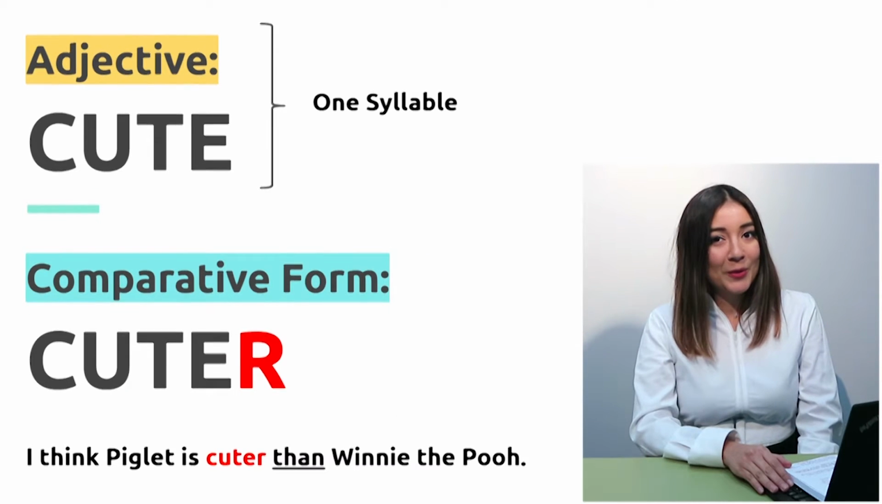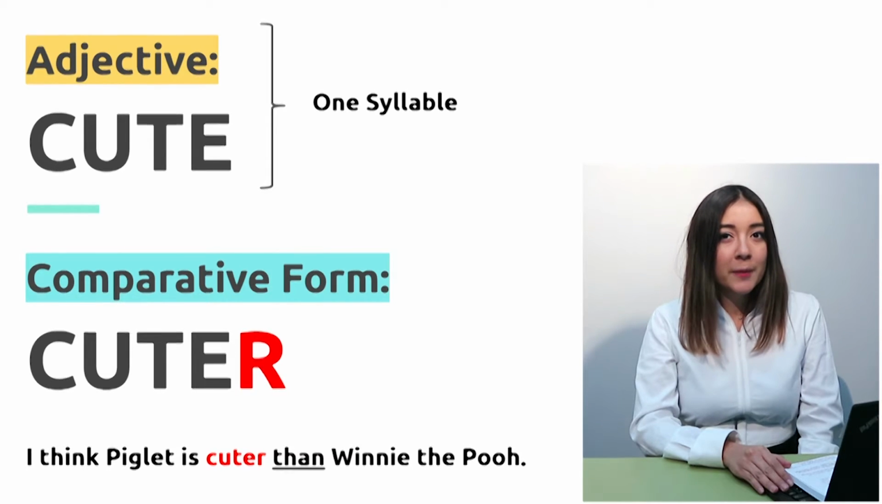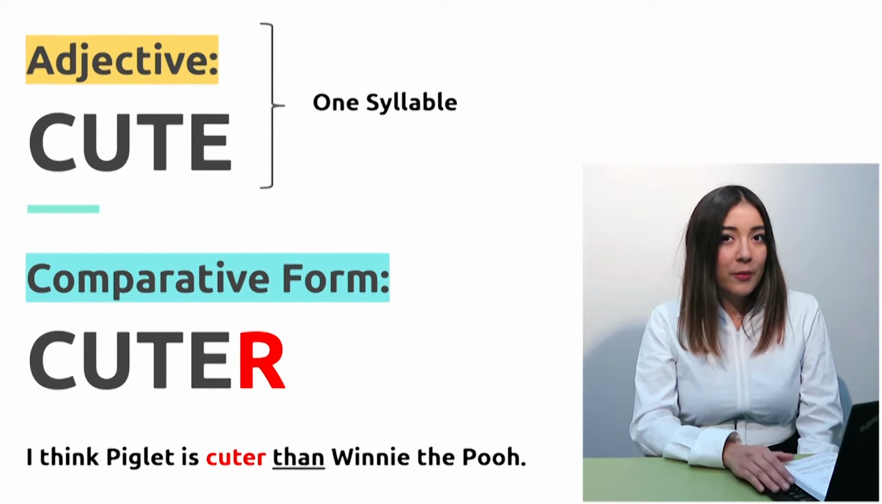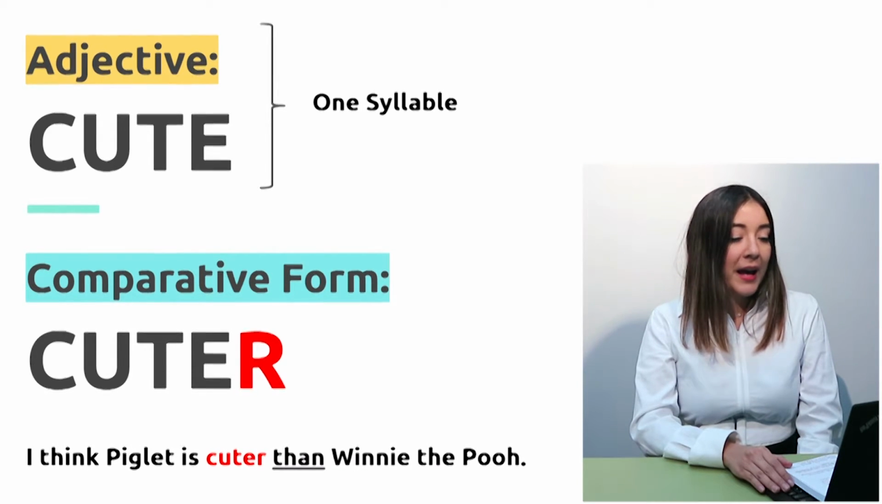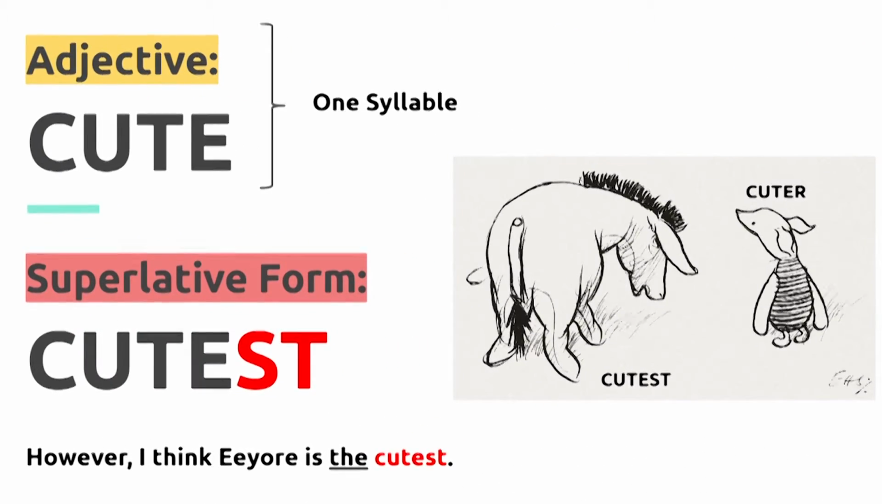Another example would be cute. Cute is a one-syllable adjective ending in E. When we want to compare two things in terms of how cute they are, we would write the comparative adjective form by adding an R. For example, I think Piglet is cuter than Winnie the Pooh. Now, if we wanted to know what character within the Winnie the Pooh series is the cutest, we would write the superlative form by adding st. In this case, I think Eeyore is the cutest.